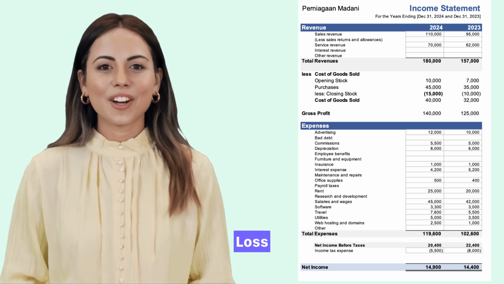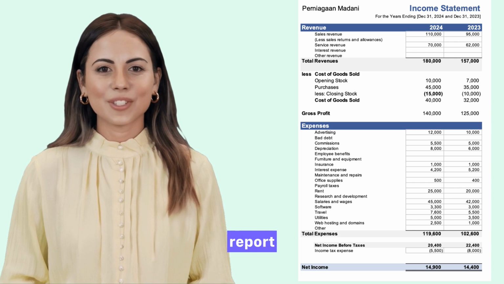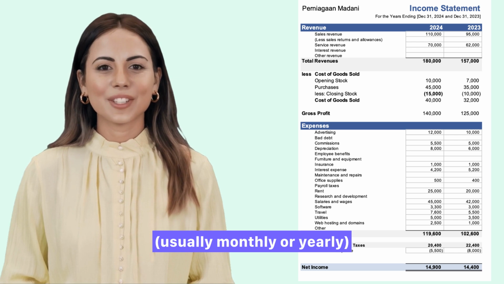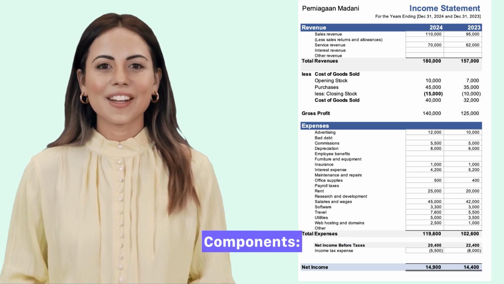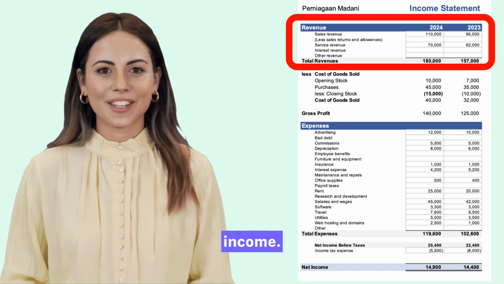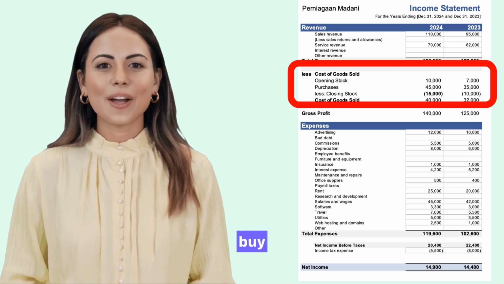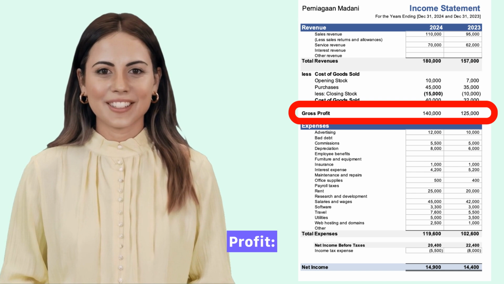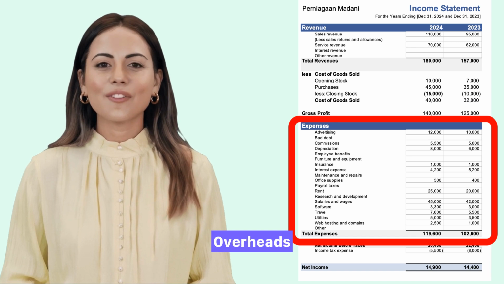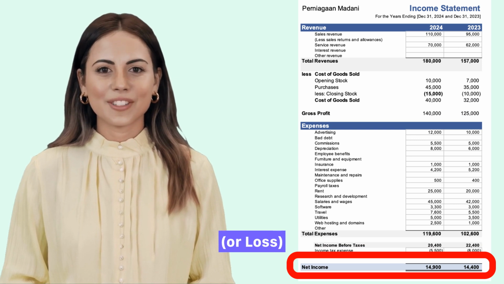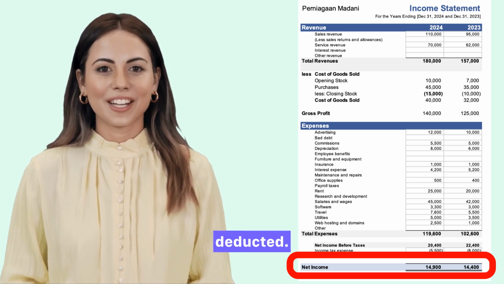1. The profit and loss statement, P&L. Also known as the income statement, this report shows whether your business is making a profit or loss over a period, usually monthly or yearly. Main components: revenue, your total sales or income. Cost of goods sold, COGS, costs to produce or buy what you sell. Gross profit, revenue minus COGS. Operating expenses, overheads like salaries, rent, utilities. Net profit, or loss, what's left after all expenses are deducted.